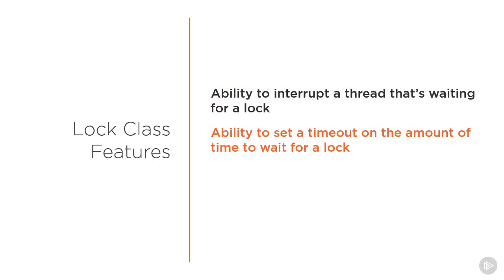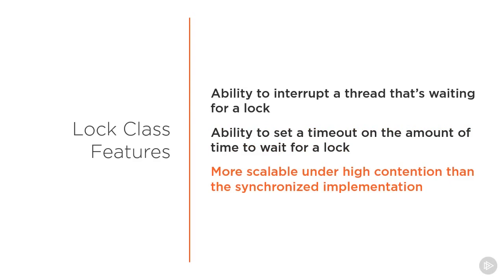But the feature most pertinent to this discussion is that the implementation of the reentrant lock has been shown to be more scalable under high contention than the implementation of the synchronized keyword. At higher thread counts, explicit locks perform better.